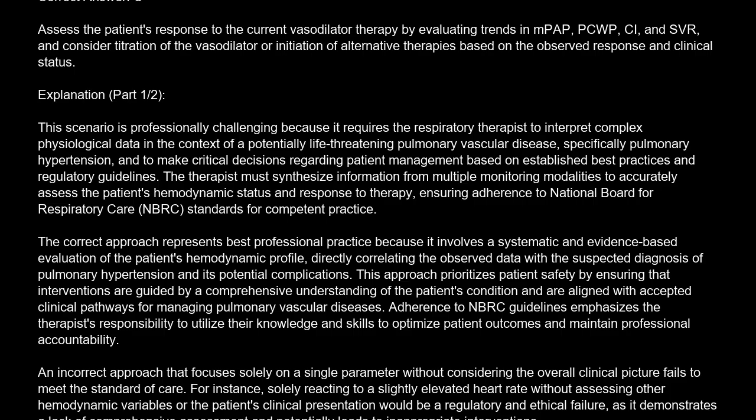This scenario is professionally challenging because it requires the respiratory therapist to interpret complex physiological data in the context of a potentially life-threatening pulmonary vascular disease, specifically pulmonary hypertension, and to make critical decisions regarding patient management based on established best practices and regulatory guidelines. The therapist must synthesize information from multiple monitoring modalities to accurately assess the patient's hemodynamic status and response to therapy, ensuring adherence to National Board for Respiratory Care (NBRC) standards for competent practice.